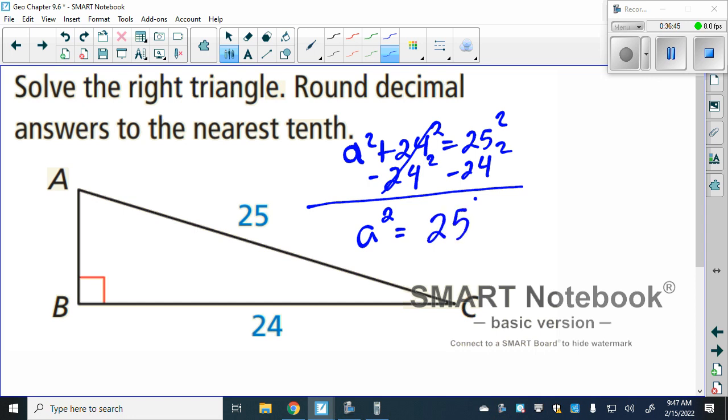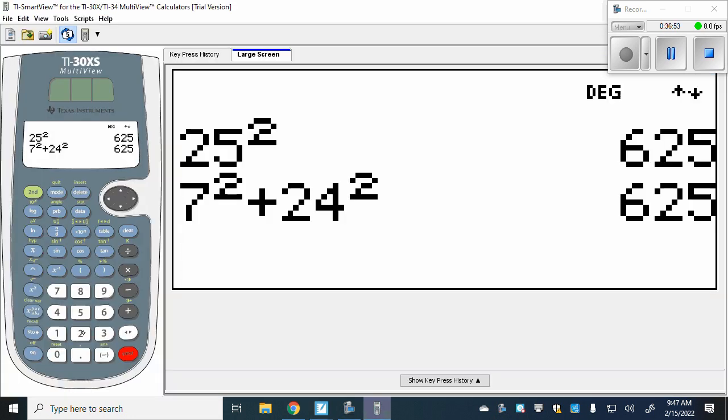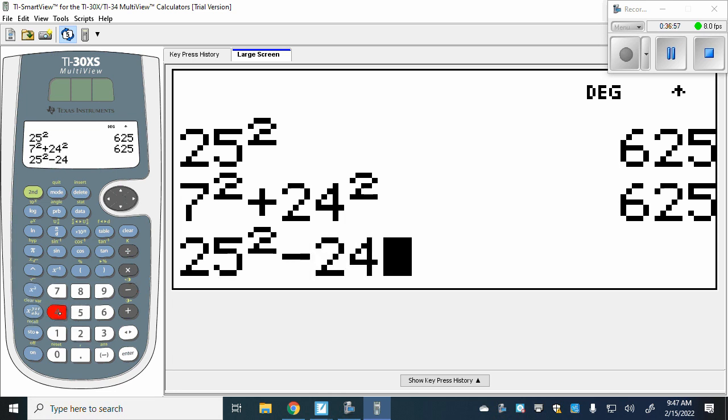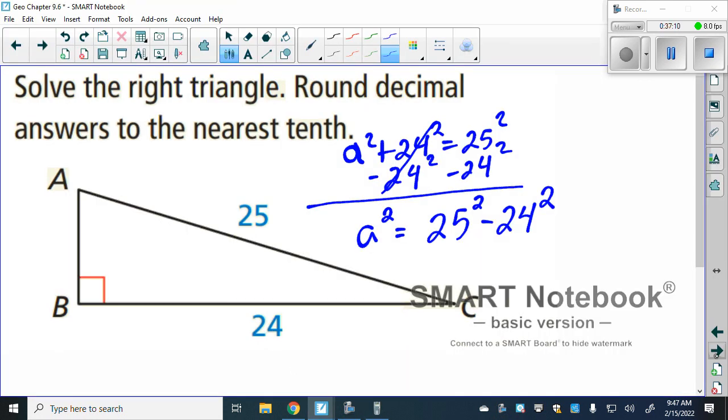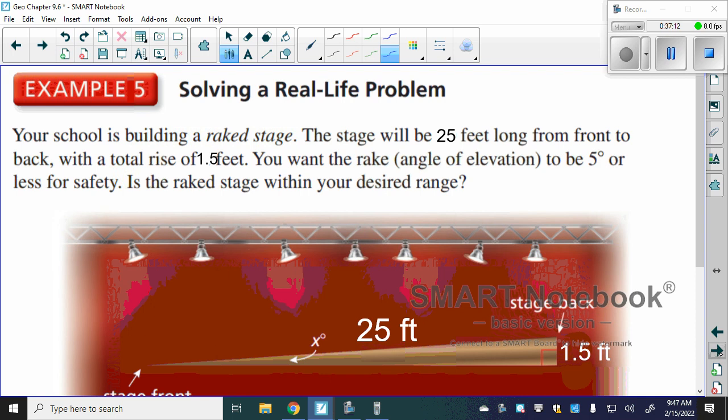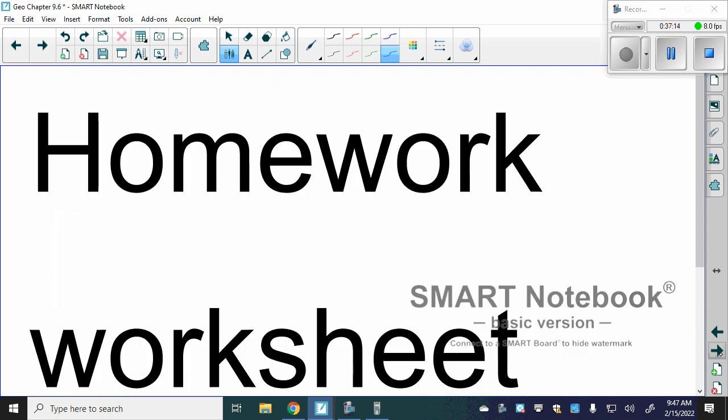So we would have 25 squared minus 24 squared. 25 squared minus 24 squared gives us 49. The square root of 49 gives us 7. And that's all we're doing for today.